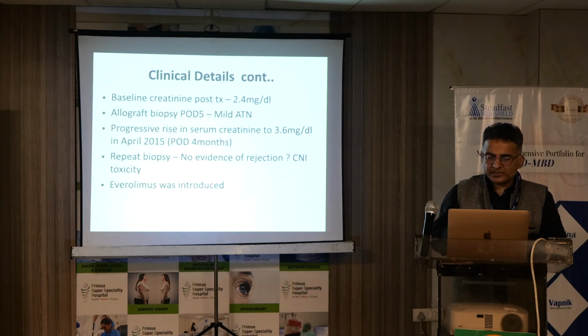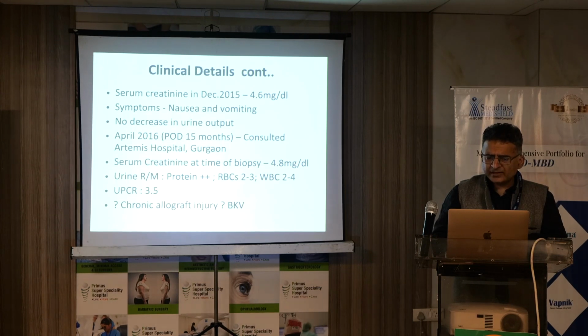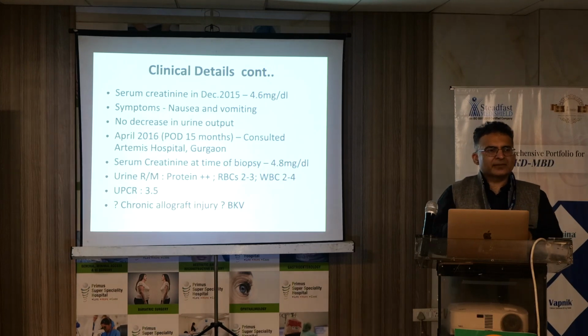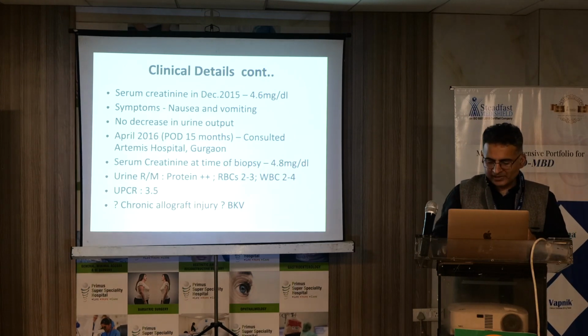Allograft biopsy was done outside, POD 5, mild ATN, progressive rise to 3.6. At POD 4 months, a repeat biopsy showed no evidence of rejection, CNI toxicity, because obviously ATN was there. Everolimus was introduced, serum creatinine in December 4.6, nausea, vomiting and all that, no decrease in urine output. At POD 15 months, he came to Artemis Hospital and serum creatinine at that point was 4.8. Urine routine microscopy showed 2 plus protein, RBC 2 to 3, and I was not aware of this history. I thought this biopsy has come from a patient 15 months post-transplant.